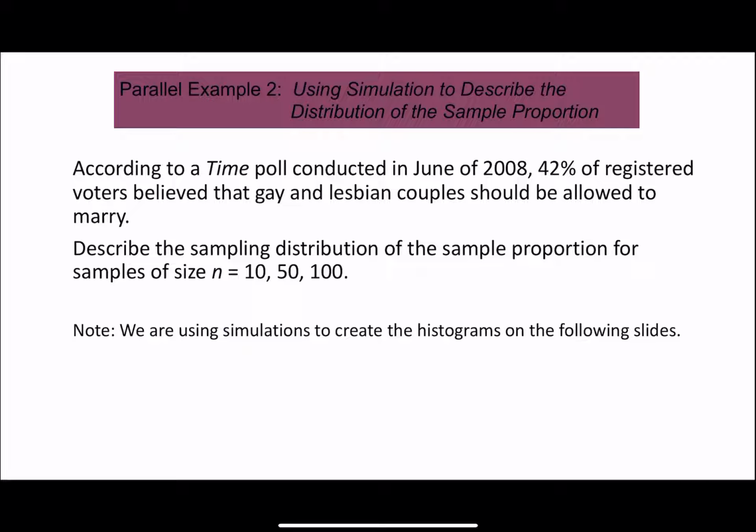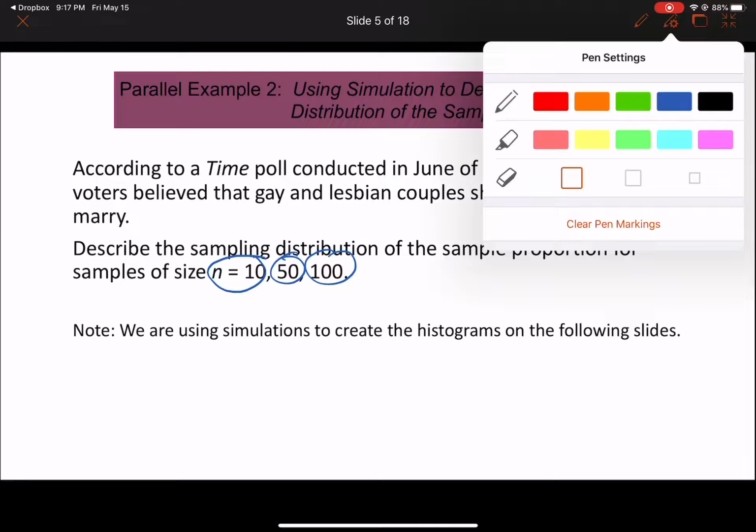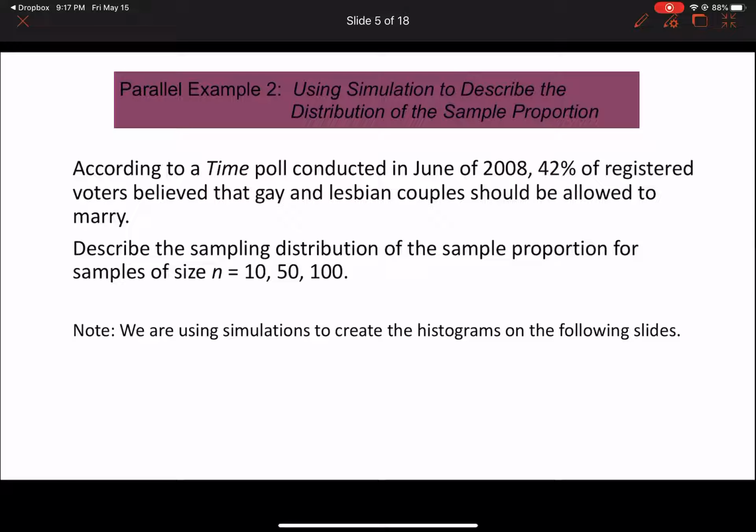So, according to a Time poll conducted in June of 2008, 42% of registered voters believe that gay and lesbian couples should be allowed to marry. We're going to describe the sampling distribution of the sample proportion for the sizes n equals 10, 50, and 100. This is going to look very familiar because we just did this with the sample mean. We're going to create histograms with simulations on the following slides.